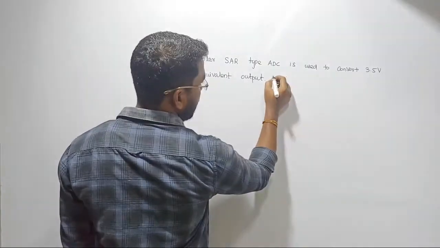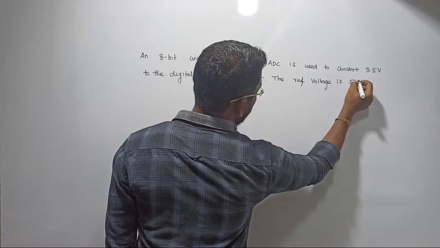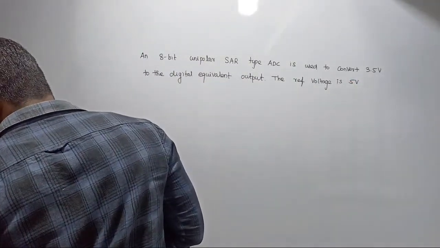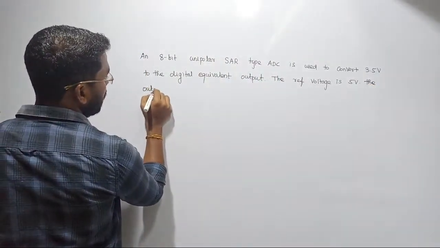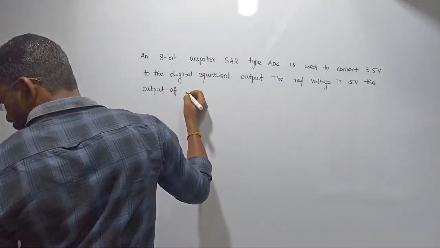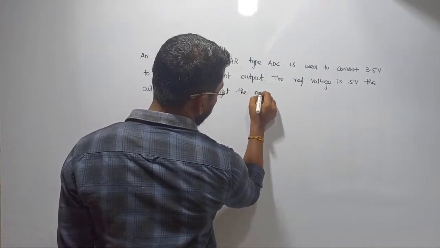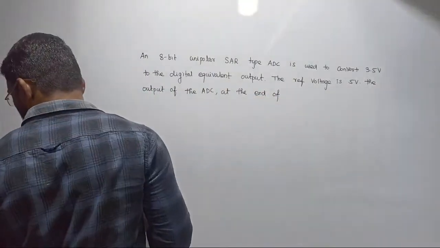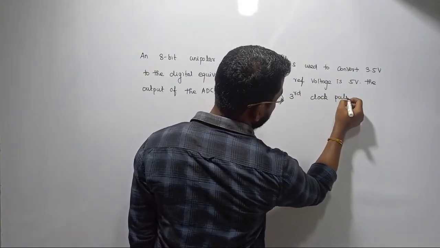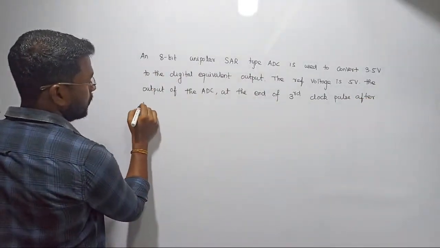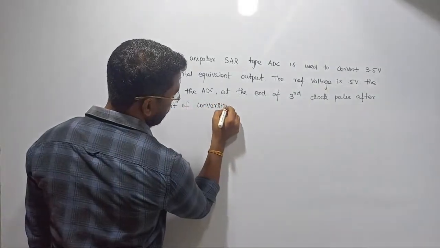The reference voltage is 5 volt. The question is, what is the output of the ADC at the end of the third clock pulse after the start of conversion? So that is the given question.